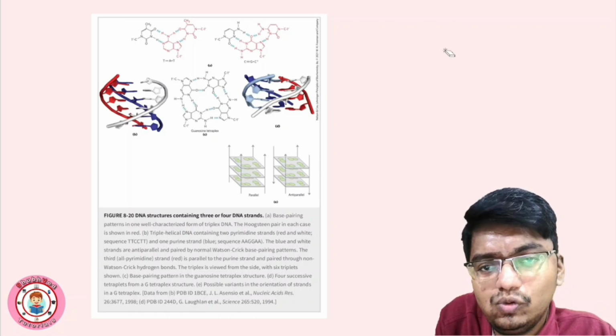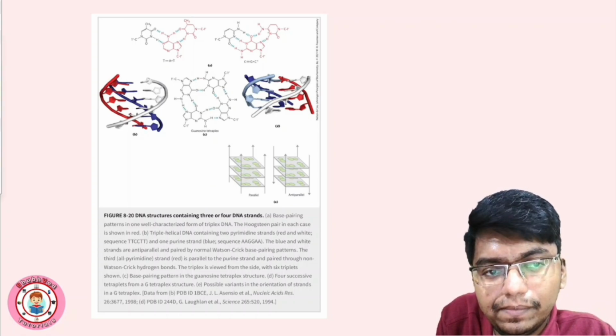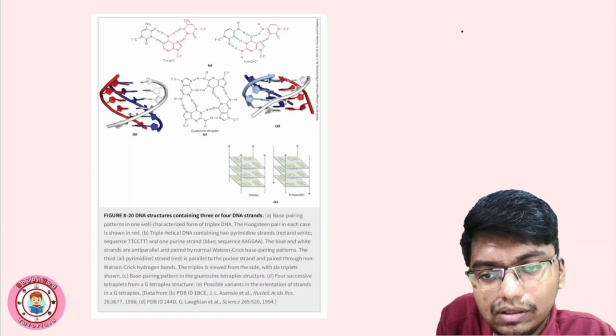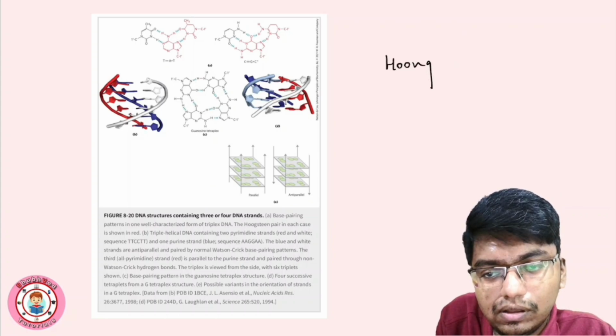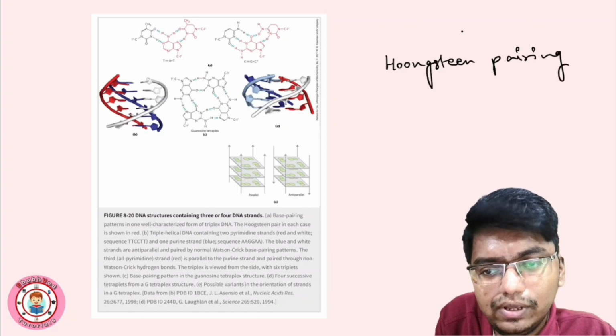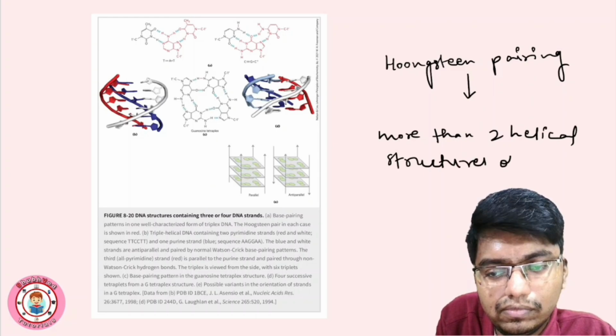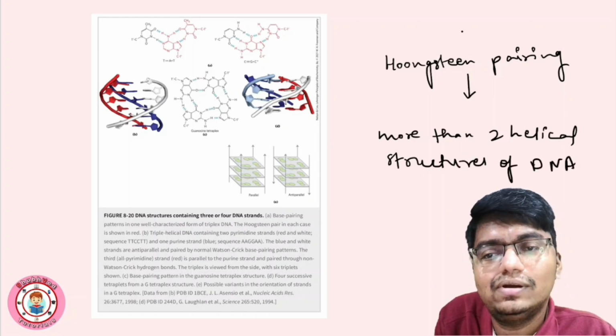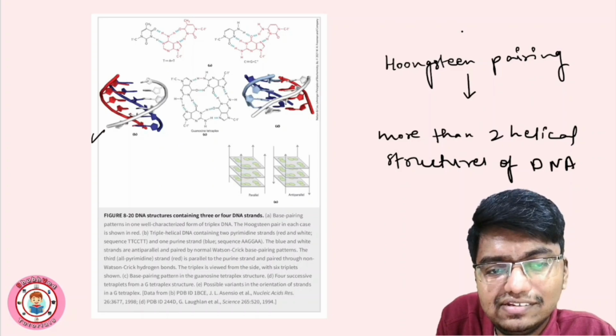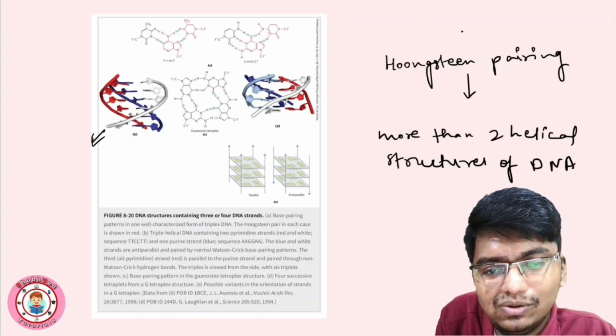So this is Hoogsteen pairing, which is for the more-than-two-strand helical structures of DNA, right? Between the three strands, between the four strands.